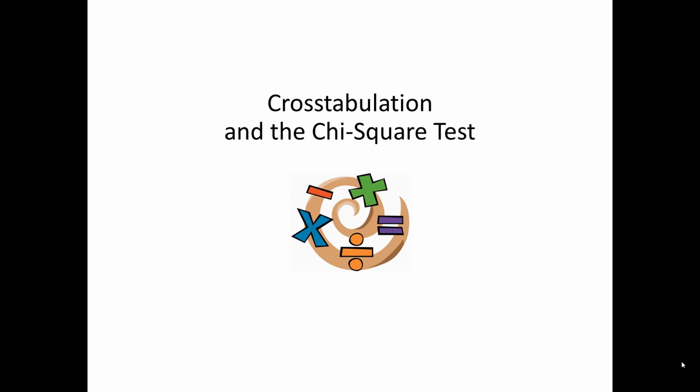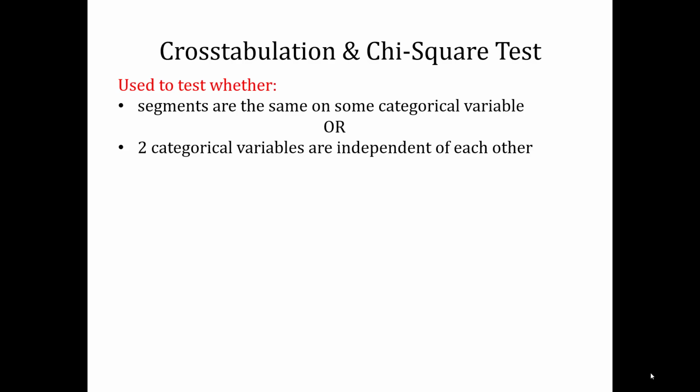Let's take a deep dive into how to conduct a statistical test for a crosstab. The statistical test with a crosstab is a chi-square test of independence. This is basically a goodness of fit test. That is, it is used whenever you want to see how well an observed frequency distribution fits some hypothesis about the population. We can use this to test whether the segments are the same on some categorical variable or whether two categorical variables are independent of each other. These two statements are equivalent.